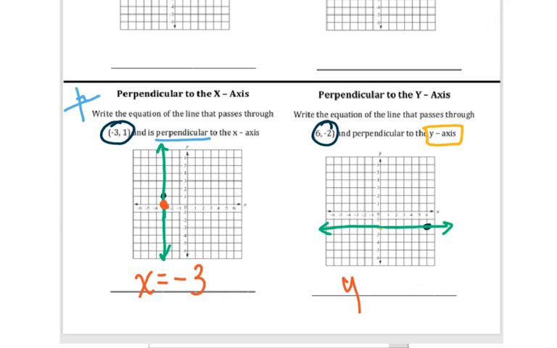This line crosses through the y-axis at the number -2. Special lines, no slope here. It's just a horizontal line, crosses through the y at -2.